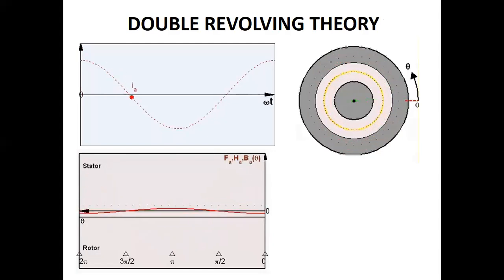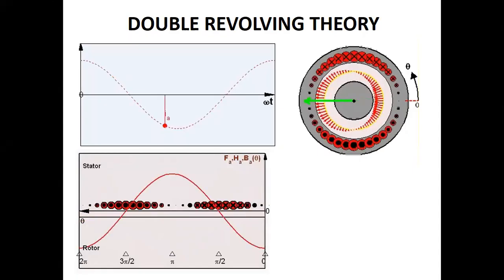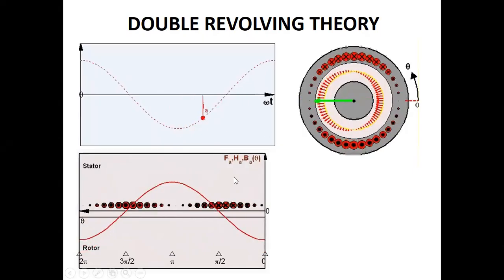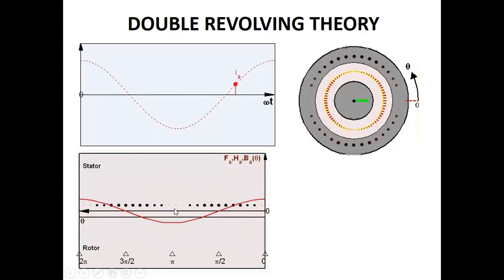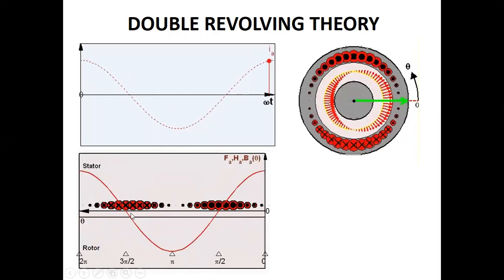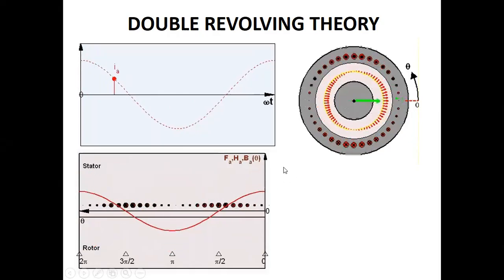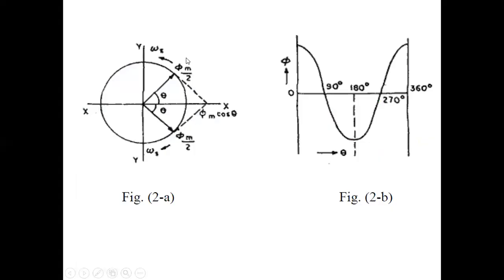So as the current moves from peak to negative peak, the flux in the stator will have a cosine shape. As we have mentioned, the flux can be divided into two. One flux is rotating in an anti-clockwise direction, and another flux is rotating in a clockwise direction. The total flux is viewed in this shape of a cosine. The aspect of dividing the flux into two components is where the double revolving field theory comes in.